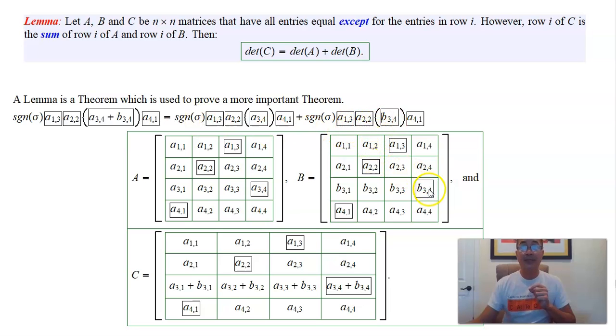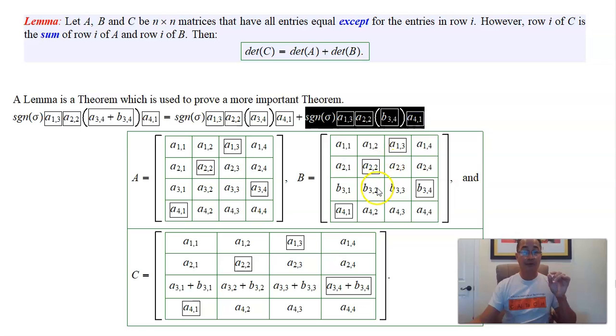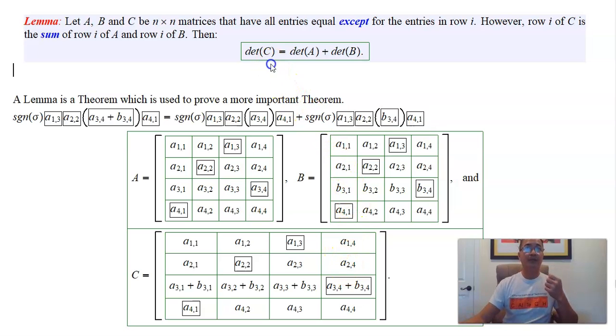Similarly, this is A13, A22, B34, A41. That's the corresponding entry in B. Okay, so what's the bottom line here? Every entry in the determinant for C can be distributed into a sum of an entry from the determinant of A and a term from the determinant of B. If you can do it with one term, then you can do it to all terms, and therefore the determinant of C is exactly the same as the determinant of A plus the determinant of B.